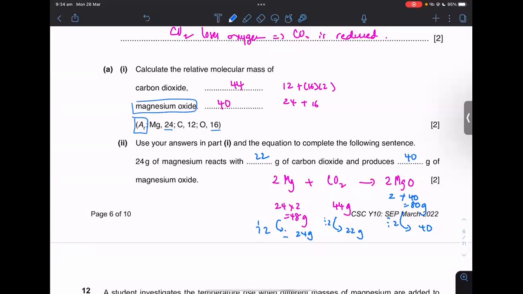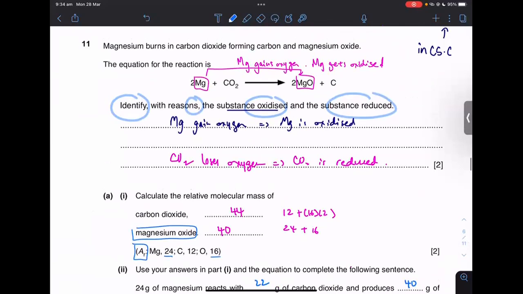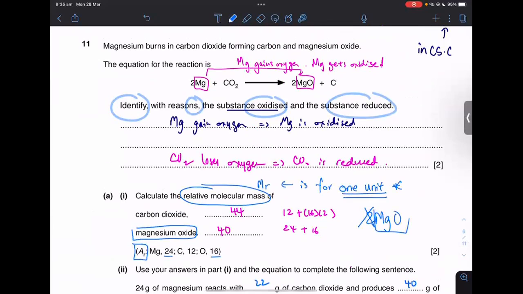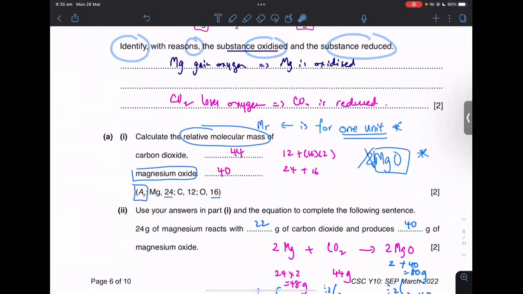Now, magnesium oxide, many people make this mistake here. They saw the 2 MgO. Remember, relative molecular mass, Mr, is for 1 unit. It's only for one. So when you have 2 in front, the 2 MgO, you do not look at the 2. You just look at 1 unit. And besides, 2 MgO does not mean 2 Mg. It means 2 of that thing. So you have 2 Mg and 2 oxygen, but the relative molecular mass Mr is just for one thing. So 1 magnesium, 1 oxygen.